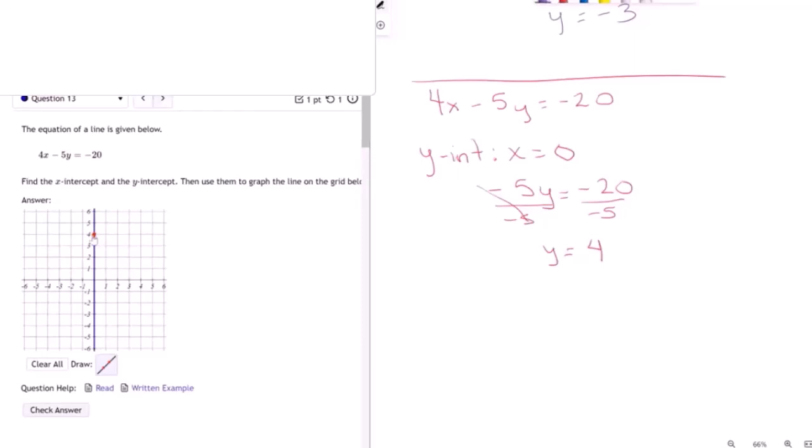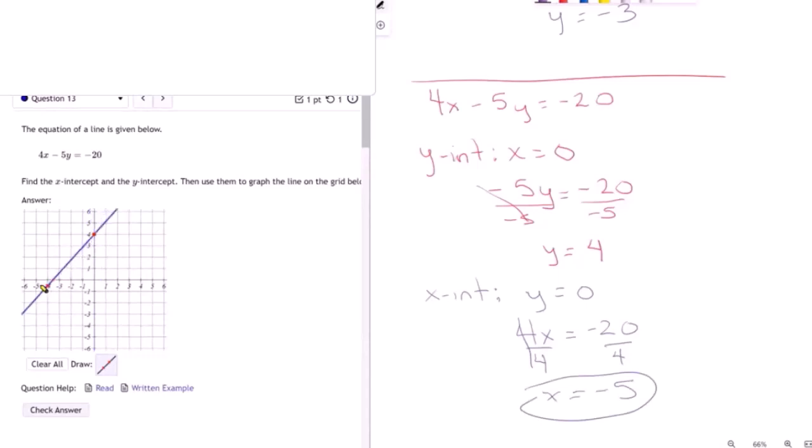Then let's do the x-intercept. With the x-intercept, I say y is equal to 0. Exactly. So I end up with 4x minus 0 equals -20. Divide by 4, and I get x equals -5. I plot the other side of that, and that's my graph.